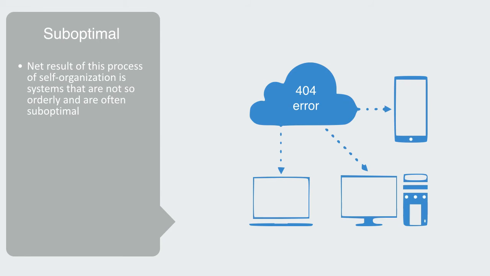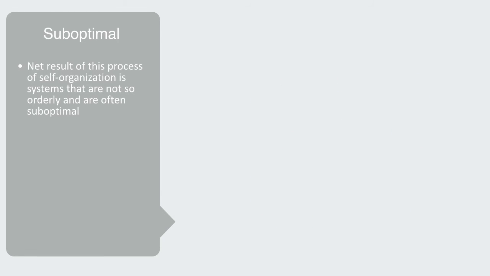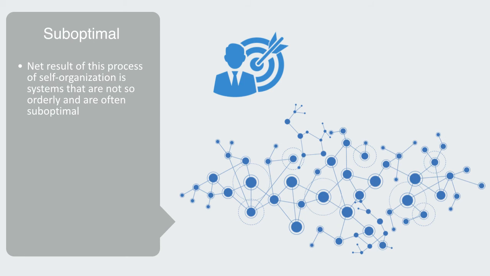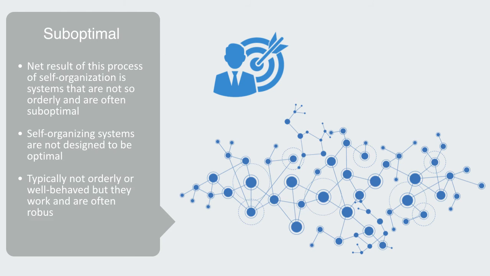Unlike our traditional, centrally designed systems that are specifically designed to be optimal, self-organizing systems are not designed to be optimal. They are typically not orderly or well-behaved, but they do work and are often robust and sustainable in the long term.